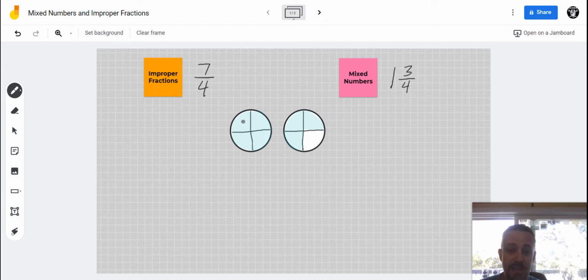So it means that you have 7/4. I've taken two circles and divided them into fourths, and you have 1, 2, 3, 4, 5, 6, 7 parts shaded in. But another way to think about that, students, is this. You have one whole circle shaded in right here, and 3/4 of the next circle. So you can either think of this as 7/4 or 1 3/4. Now let's figure out how to do this with numbers and not just the picture.